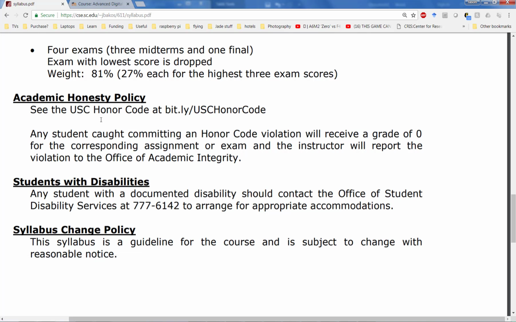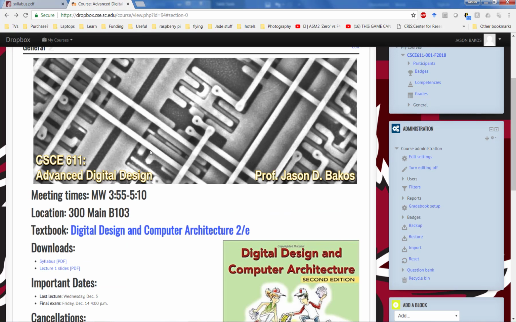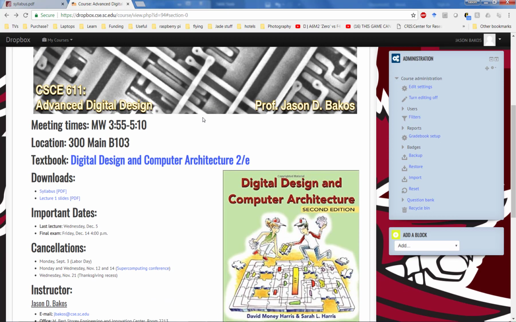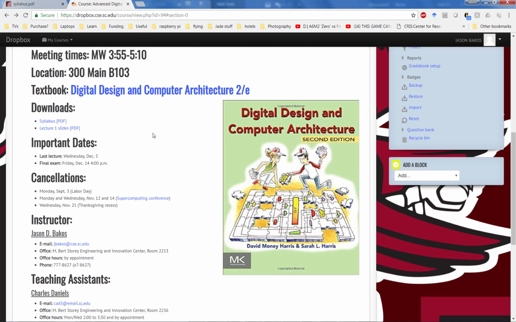I'll also show you the Moodle site for the course. You can see that I've got the meeting times, location, a link to the textbook, picture of the textbook cover. Then there are some downloads. The syllabus and the Lecture 1 slides are available in PDF format for download.